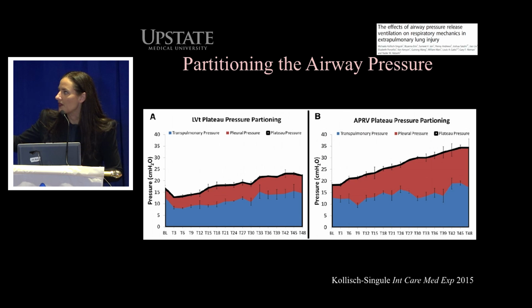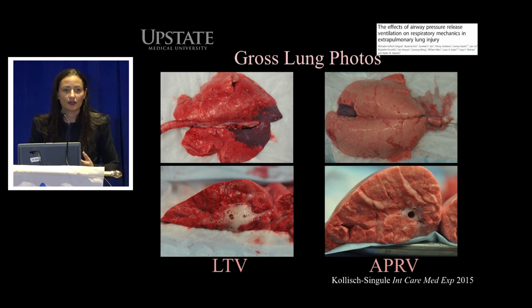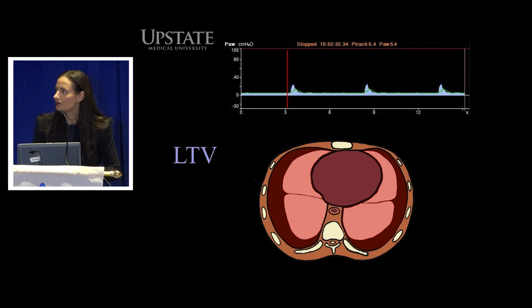So if we compare APRV, this is the same figure that we saw before. The plateau pressure is represented by the dark black line. The transpulmonary pressure between these two groups is similar, and it's the pleural pressure that's increasing in the APRV group. And what we found at the end of the study is that there was decreased histologic injury, improved oxygenation, and decreased oxygen requirements in the APRV group.